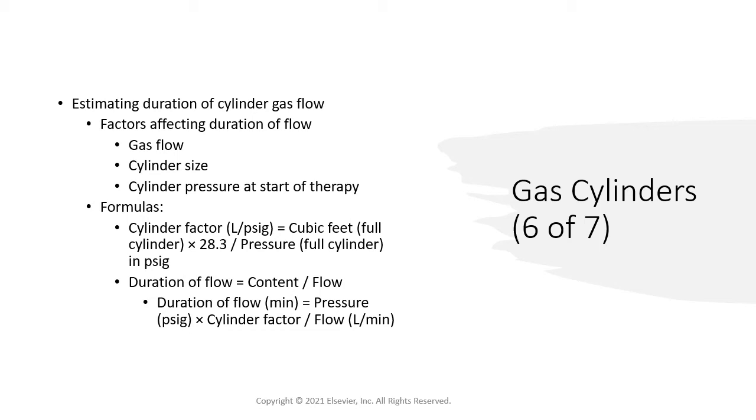A great rule of thumb to remember: a full oxygen cylinder running at 10 liters per minute lasts about 60 minutes, an hour. A full H cylinder lasts at least 10 times longer, or about 10 hours. These are two simple rules to estimate flow duration. For example, a half-full E cylinder running at 10 liters per minute would last only 30 minutes, whereas a full H cylinder running at 5 liters per minute lasts more than 20 hours.